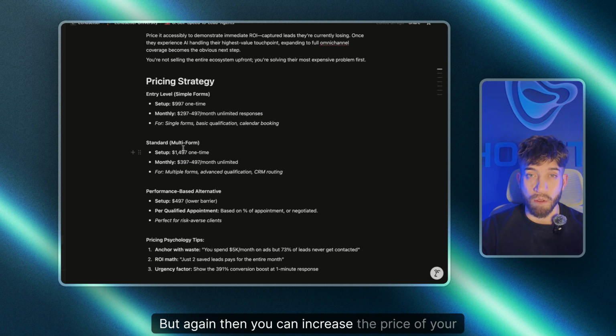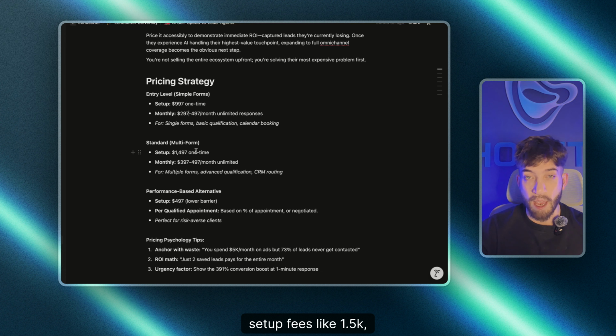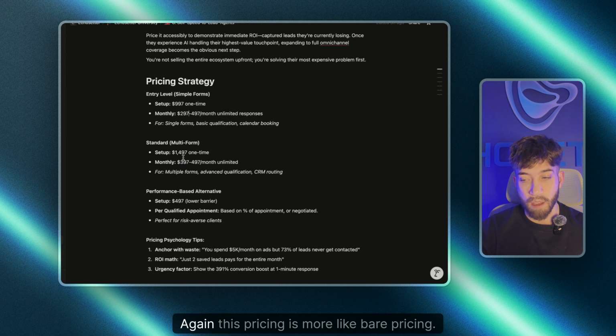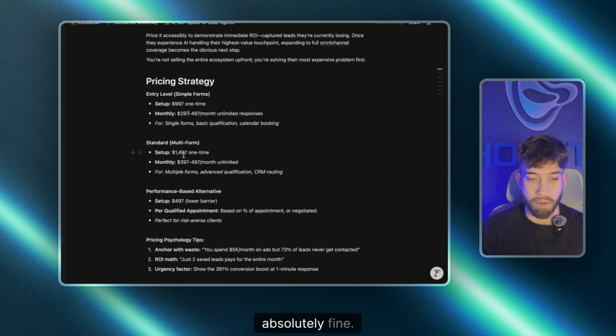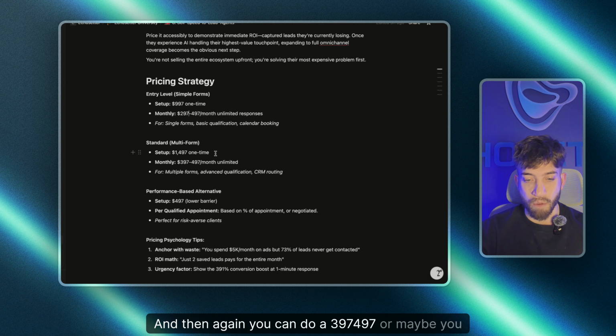But again, then you can increase the price of your setup fee to like 1.5k, 2.5k. Again, this is more like fair pricing. If you want to add a premium on top, that's absolutely fine. And then again, you can do your 397, 497, whatever it may be.